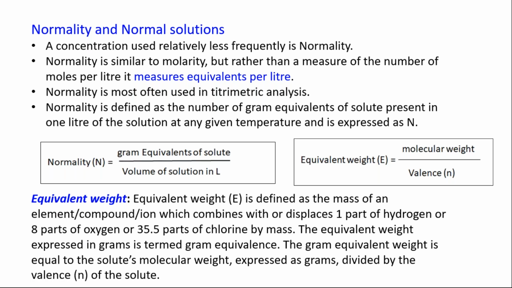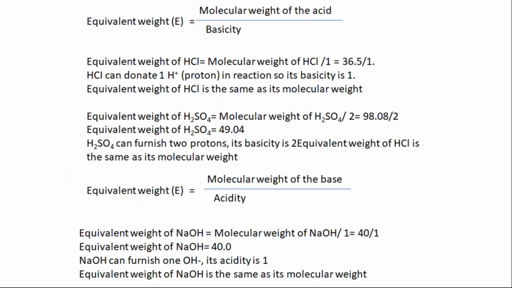And generally, you can find out the gram equivalent if you know the valence of the solute. You divide by the valency. So the formula is: for an acid, equivalent weight is the molecular weight of the acid divided by its basicity, and for an alkali, it is the molecular weight of the base divided by the acidity. So what is the basicity? The basicity is the number of protons it can give.